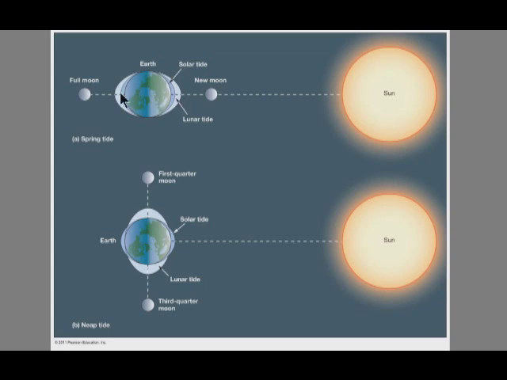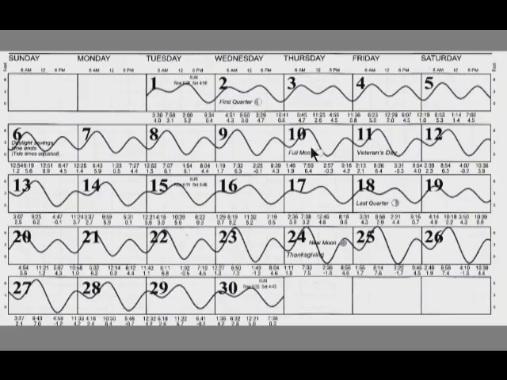This lining up of the bulges happens during what's called the new moon and the full moon, when the moon is either between the Earth and the sun or on the opposite side of the Earth from the sun. And so if we go back to that previous figure, you can see the high tidal range is occurring during the full moon and the new moon.